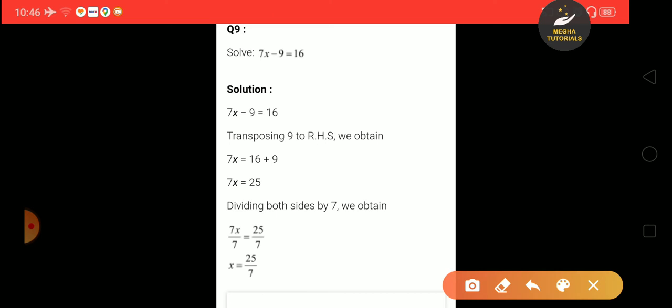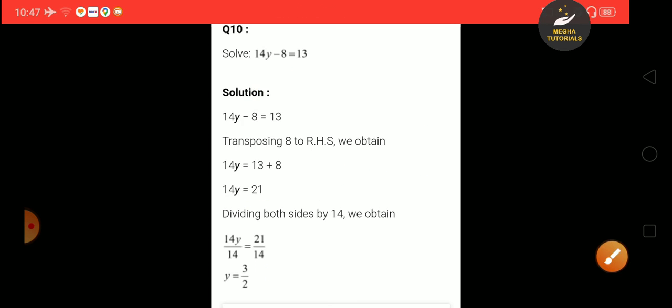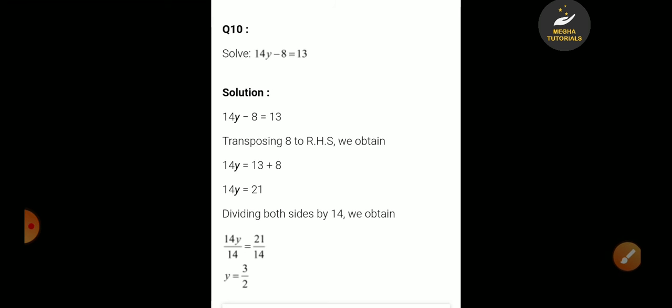Question 9, the equation is 7x minus 9 is equal to 16. So first transpose 9 on this side because 9 and 16 are like terms. So you will get 7x is equal to 16 plus 9, that is 7x is equal to 25. Then transpose 7 on the other side. So you will get x is equal to 25 upon 7. It means same answer.